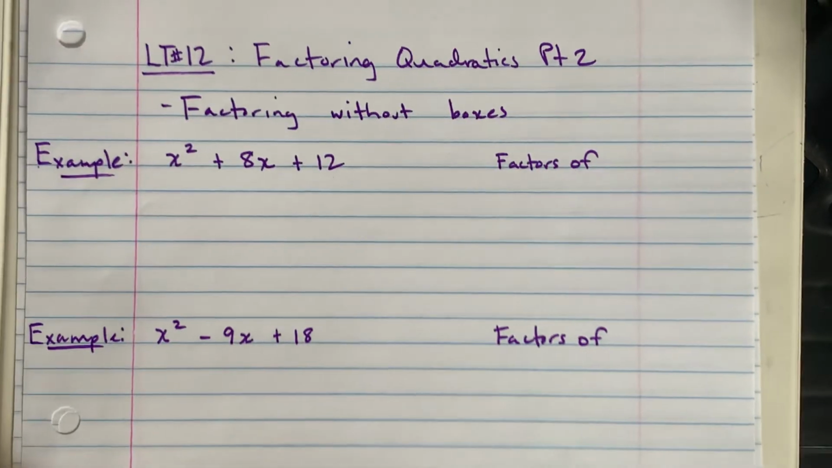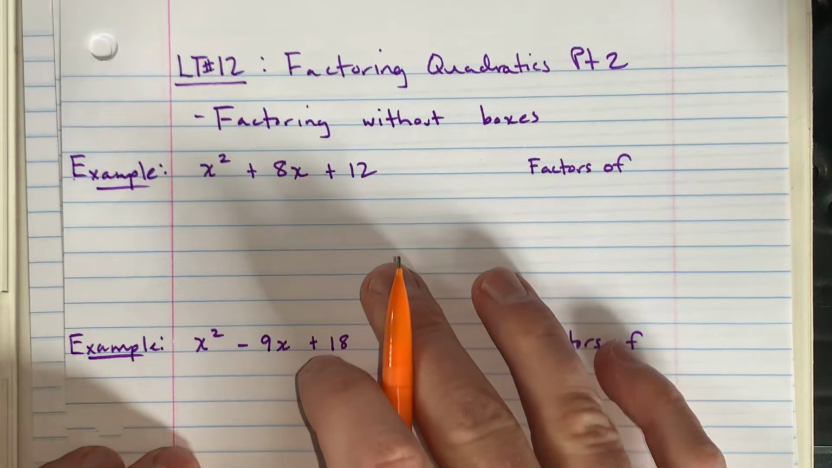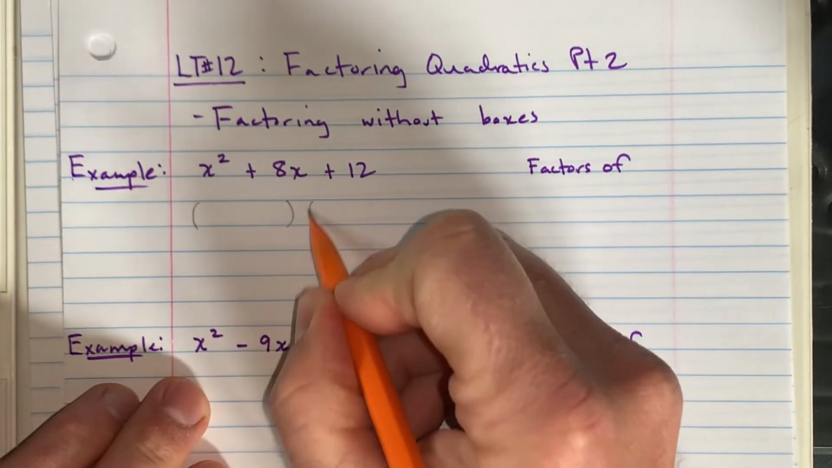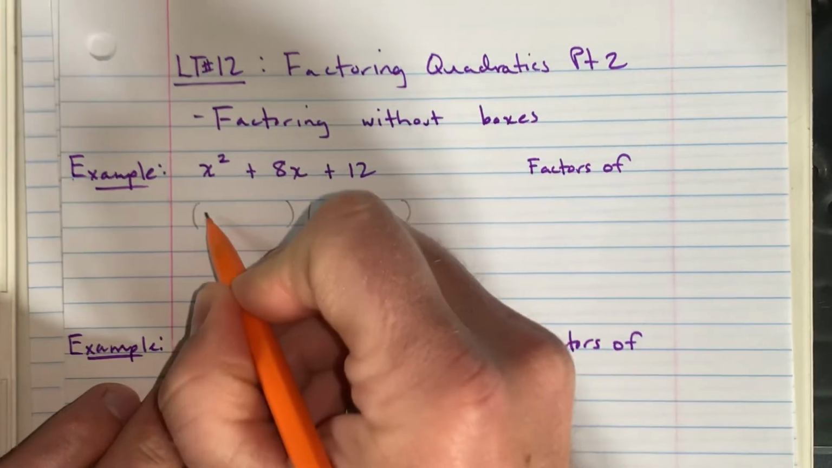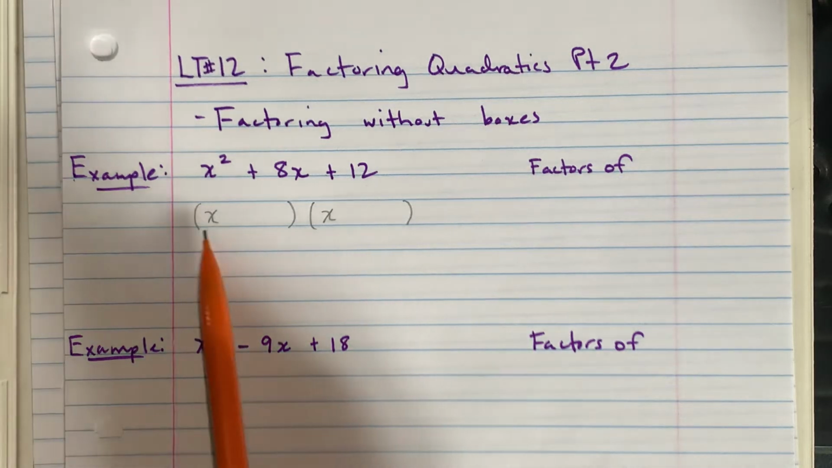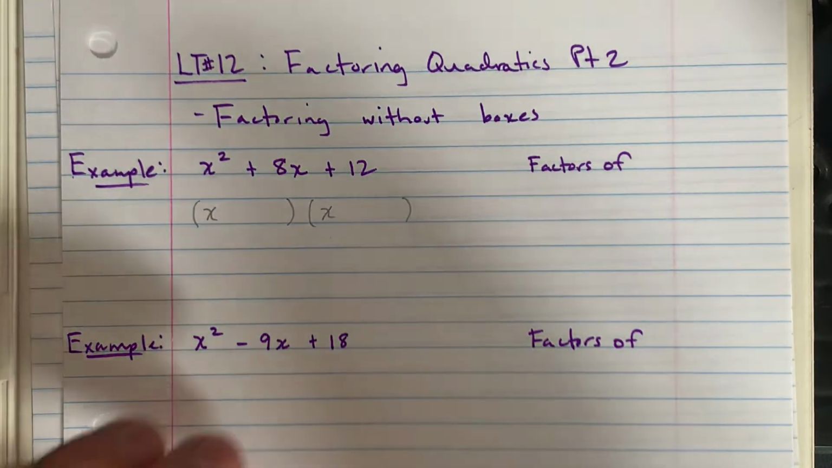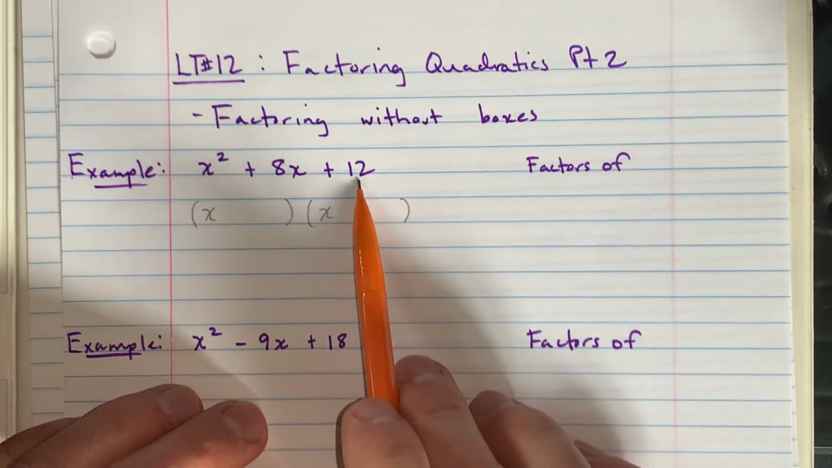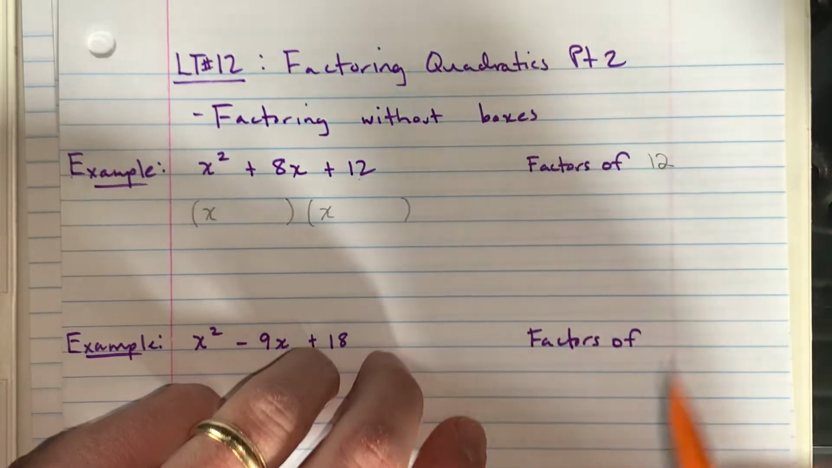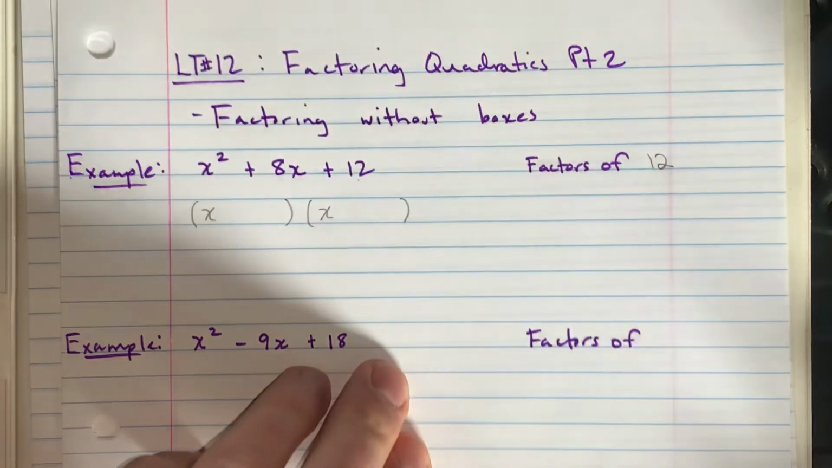All right, so remember, if we're trying to get this into factored form, we know that eventually it's going to look like this. And we know from yesterday's video that x multiplied by x is going to give us that x squared term. From there, we want to know the factors of 12. So what numbers are going to give us positive 12 when we list them out? And remember, we want it to add up to this middle term.